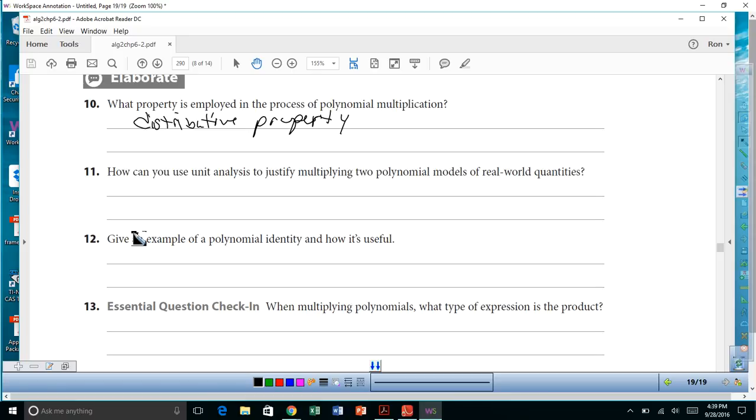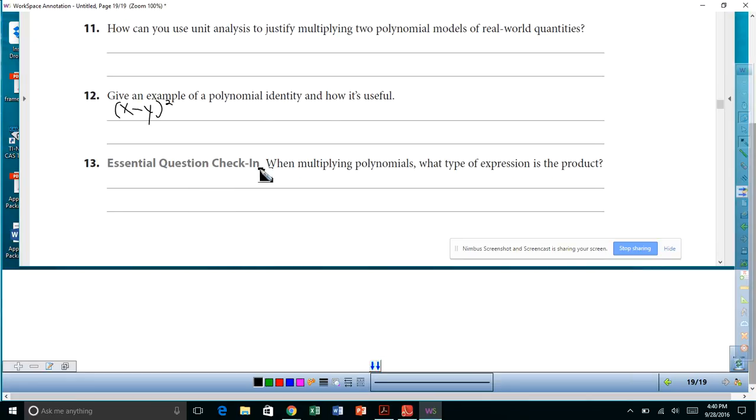Give an example of a polynomial identity and how it's useful. (x - y) squared, that's one, and that's useful for mental math. Essential question, check it. When multiplying polynomials, what type of expression is the product? It's a polynomial.